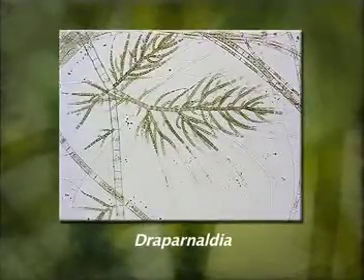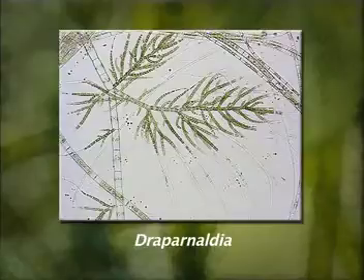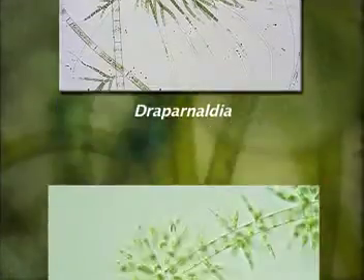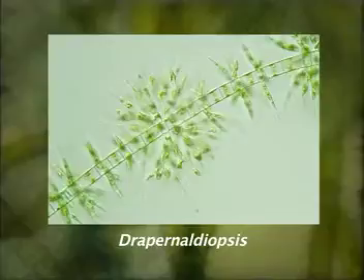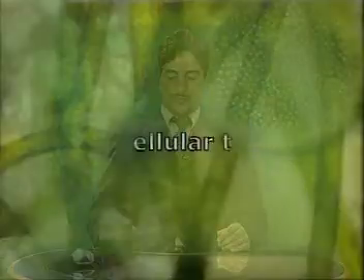In Draparnaldia, the prostrate system is reduced to a holdfast and the erect system is differentiated into main axes from which lateral branches arise. In Draparnaldiopsis, the main branches bear short and long cells alternately. Nodes and internodes are also present. The main axis is meant for support, whereas the laterals perform photosynthesis and reproduction.